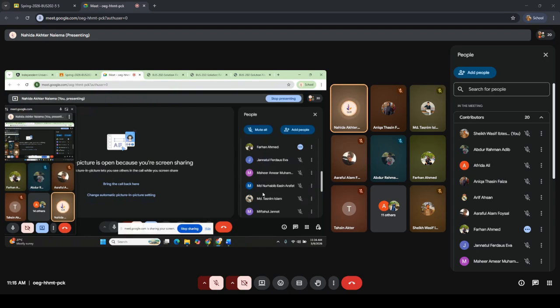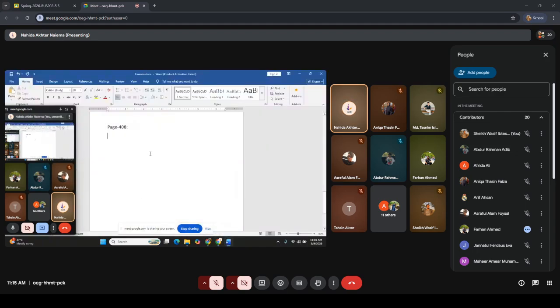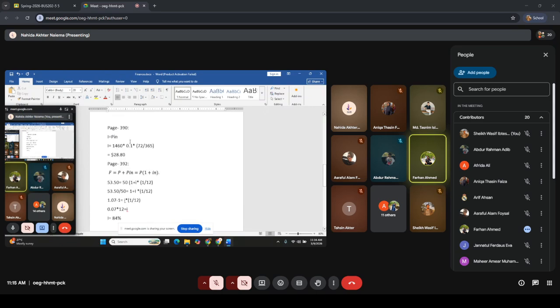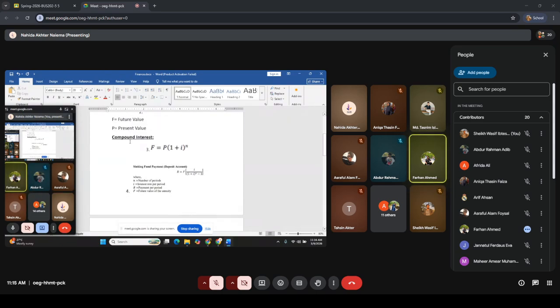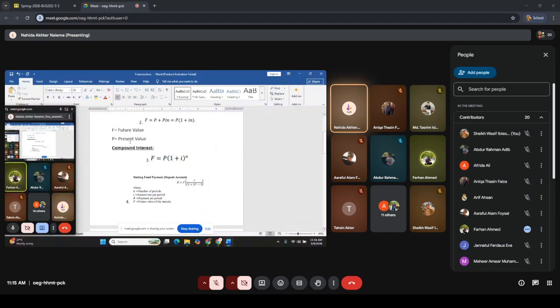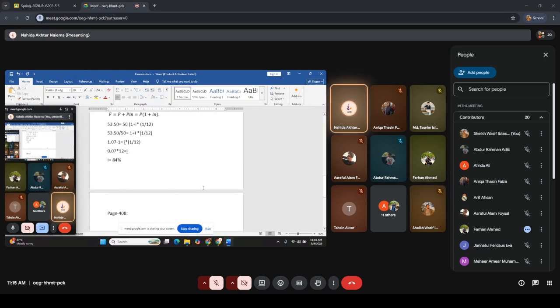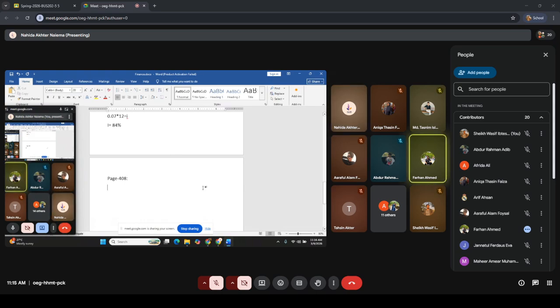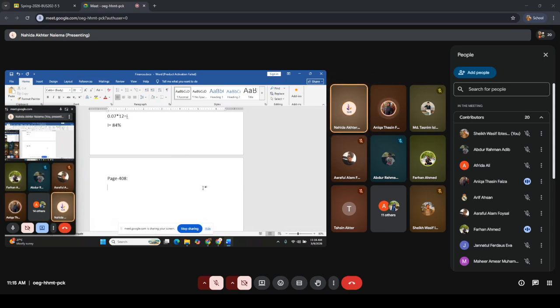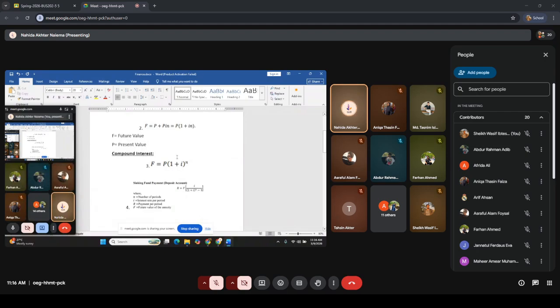So compounded, which formula do we use? I plus PNR. Oh, no, sorry. Which number formula will we use? The third one, the compound interest one. Right, the third one, right?